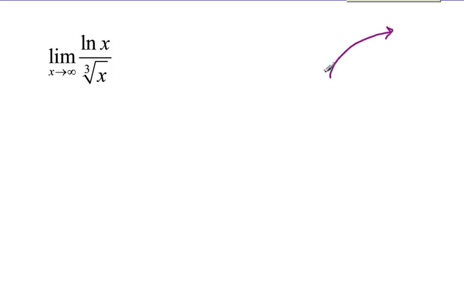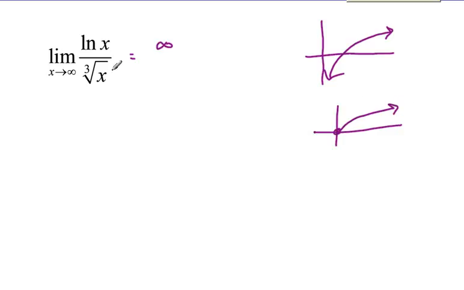All right, we have one last problem to do with you to make sure we're feeling good about L'Hopital. And let's take a look at this one. You'll recall that as I go to infinity, the natural log function, remember it looks like this. There's our natural log graph. It goes to infinity. And cube root of x also goes to infinity. So cube root of x looks a lot like square root of x. It's a function that looks like that as well. So they both go to infinity. So we're going to use L'Hopital.